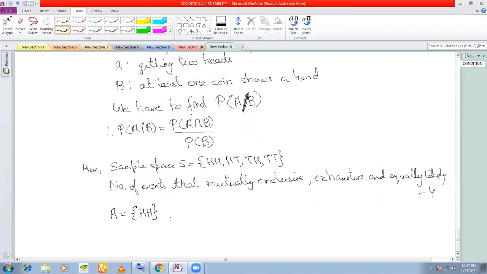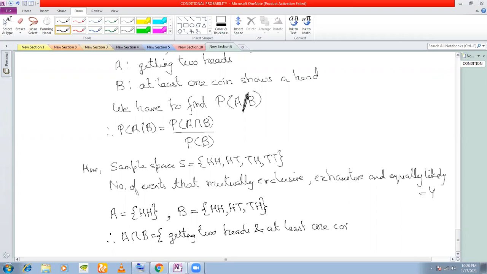Next, what is the event B? At least one coin shows a head. That means either one head or 2 heads: HH, HT, TH. So this is your event B. Now we have to see what is A intersection B. What is the event A intersection B? Getting 2 heads, and at least one coin shows a head.